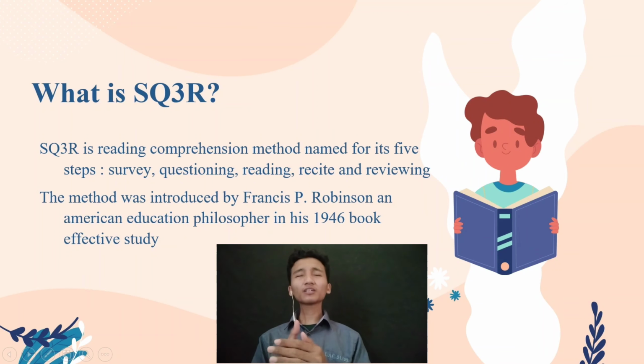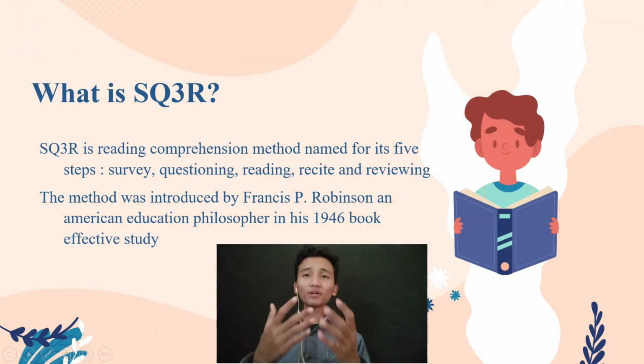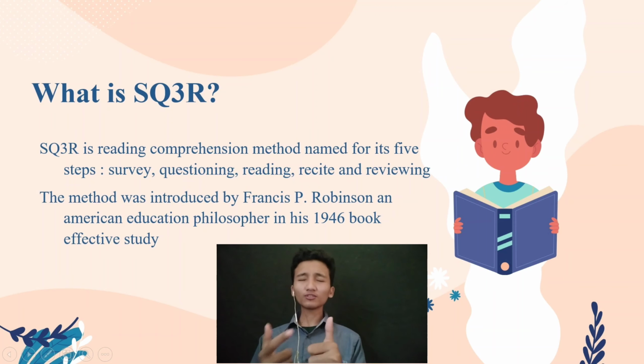What is SQ3R? SQ3R is a reading comprehension method named for its 5 steps. For the first is survey, questioning, reading, recite, and reviewing. The method was introduced by Francis P. Robinson, an American education philosopher, in his 1946 book, Effective Study.